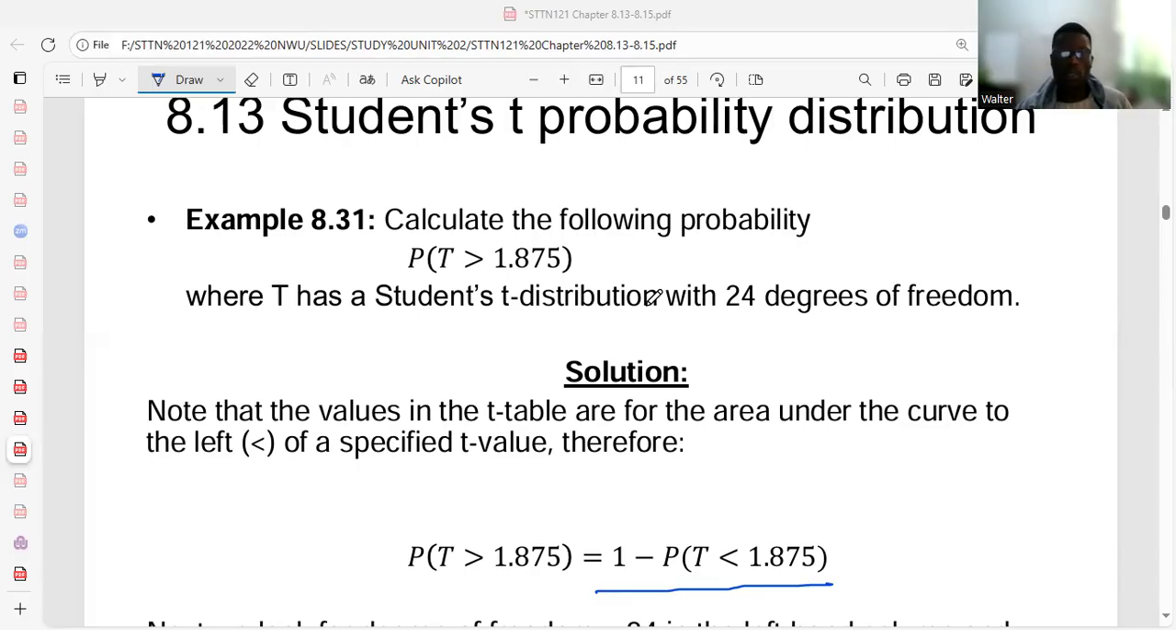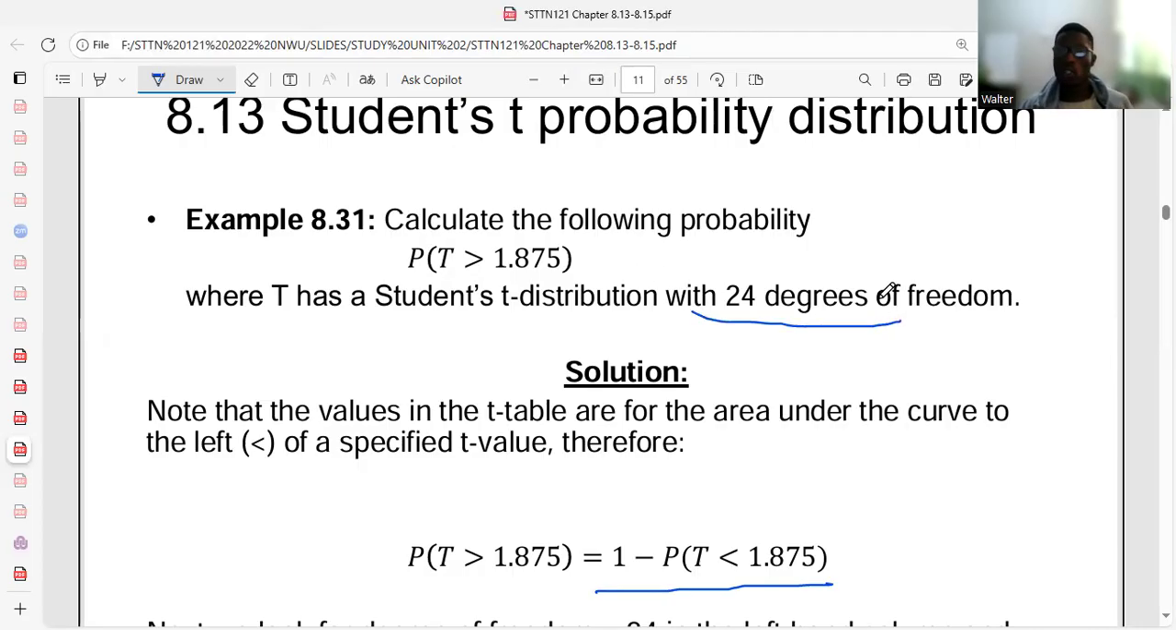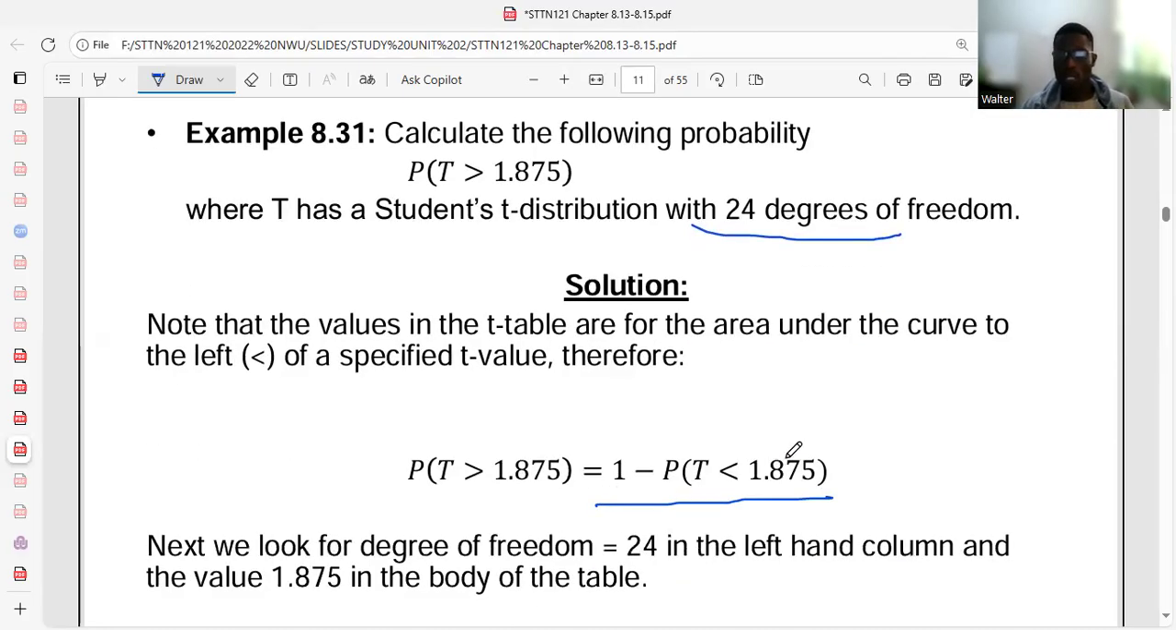Okay guys, sorry about that. Now let's check. We are given the degrees of freedom as 24, so they're telling you to use the degrees of freedom as 24. Remember, don't forget, if it's greater than, it's 1 minus the probability. Then this is what you do: 1 minus the probability where t is less than 1,875.